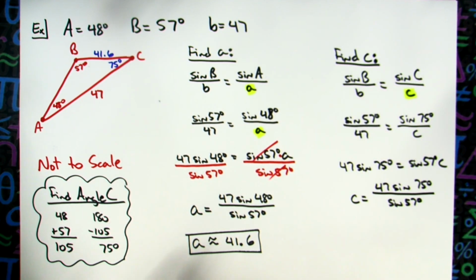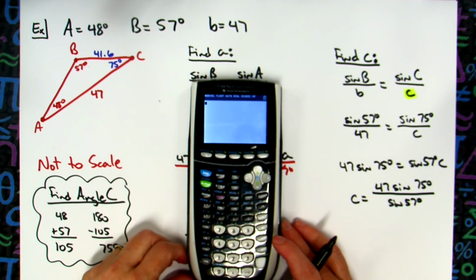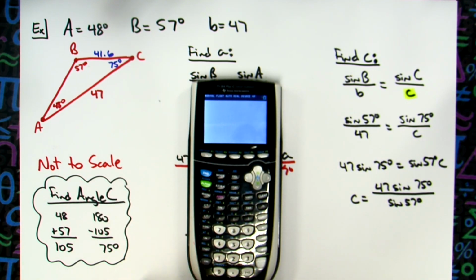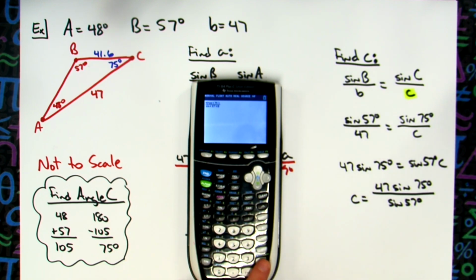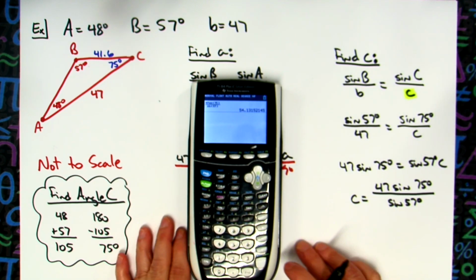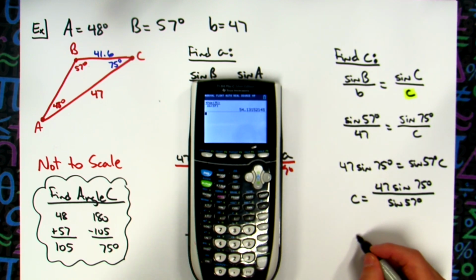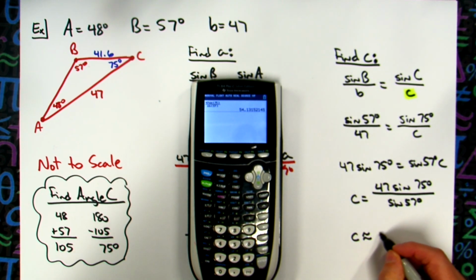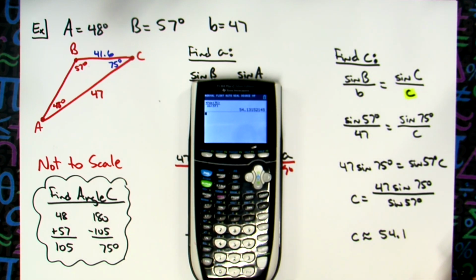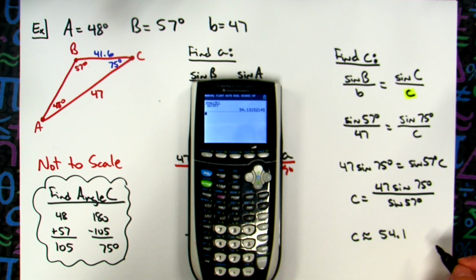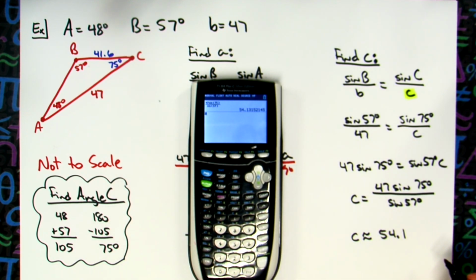I would put it in, see if you can come up with what it is, just to make sure you're using your calculator right. 47 sine 75 over sine 57. Make sure you're in degree mode. Punch it in, see what you get. I got 54, if I just go out to the nearest tenth, 54.1. Somebody check and verify me, make sure I did that right. Anybody else get that?